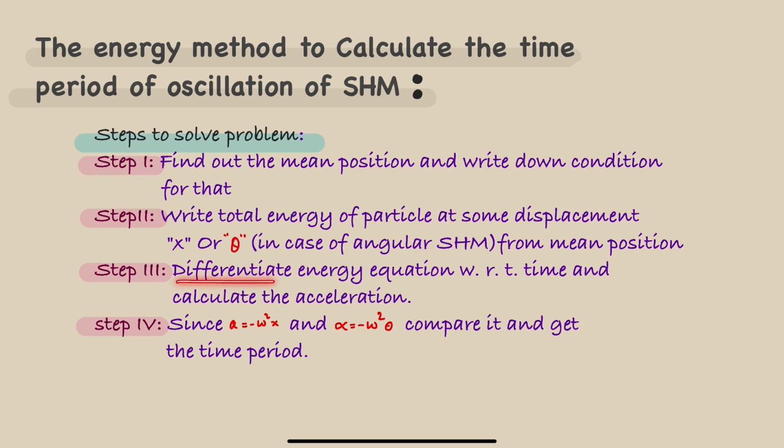Now, we will differentiate the total energy with respect to time and equate it with zero. From there, we will calculate the acceleration. If it is linear simple harmonic motion, this will be our equation. If it is angular simple harmonic motion, this will be our equation. In both cases, we will get the omega. Once we get the omega, we can calculate the time period, because for any periodic motion, we know that the time period of oscillation is equal to 2 pi divided by omega.